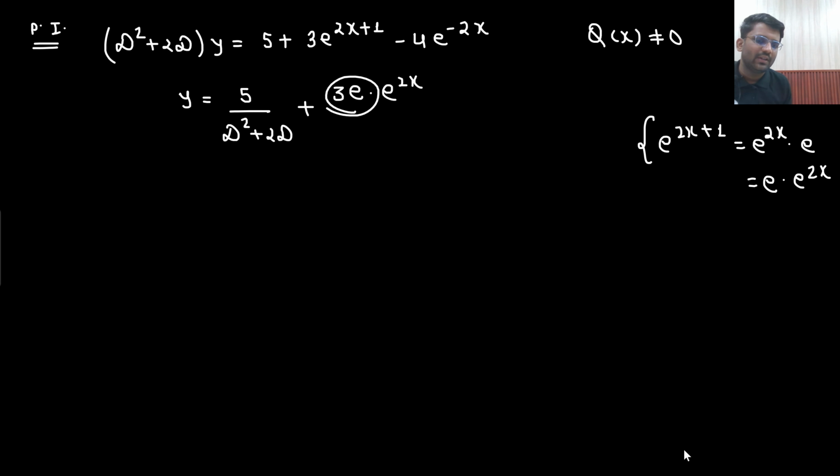This is a constant value. e is some 2.7 value. So 3 into 2.7 will be some constant value. And what is the value of a we are getting now? The value of a is 2.